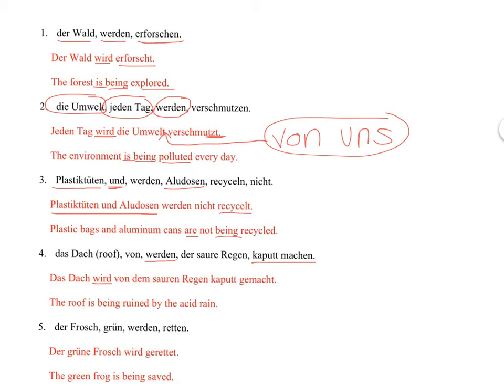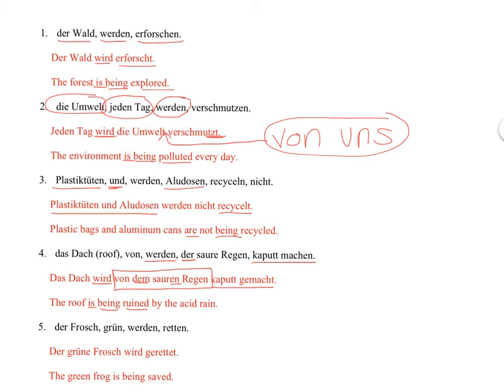Machen, past tense is gemacht. So in between is going to be the cause: von, by, acid rain. We see in the list of words to use that it's der, saure, Regen. Well, der, when it's dative, becomes dem, and the adjective ending after dem is en, so we had to change that. Das Dach wird von dem sauren Regen, by the acid rain, kaputt gemacht. So es wird, it is being kaputt gemacht, ruined, by the acid rain.